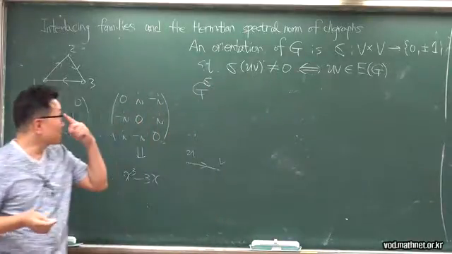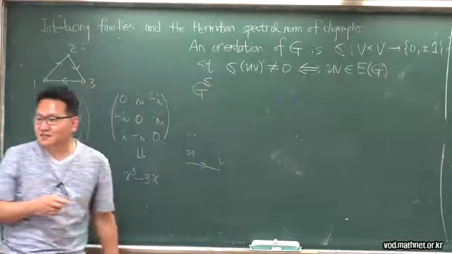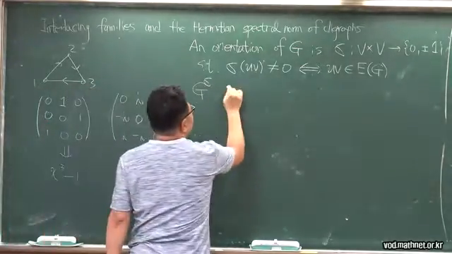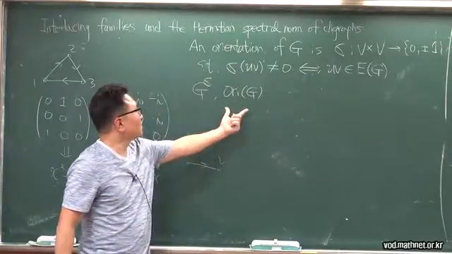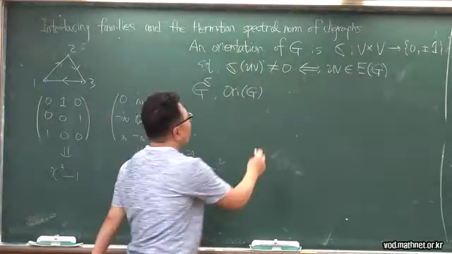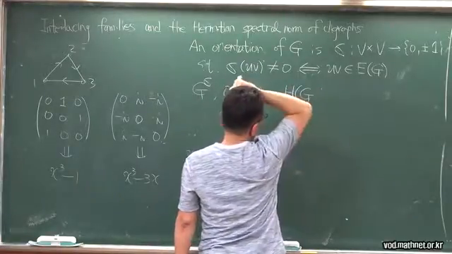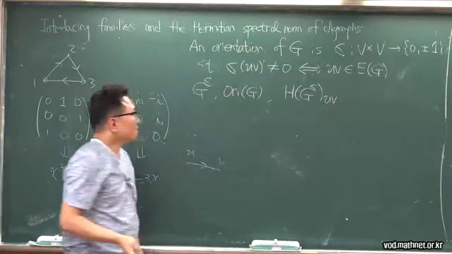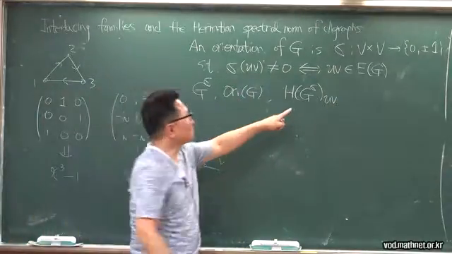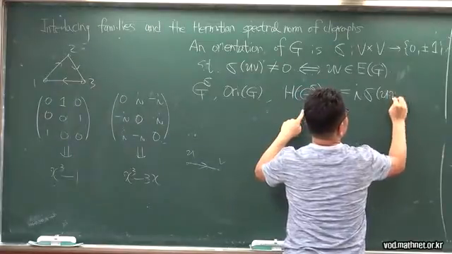I will give you a definition for the Hermitian matrix. And this is the set of all orientations. And the Hermitian adjacency matrix of this one is i times sigma of uv.